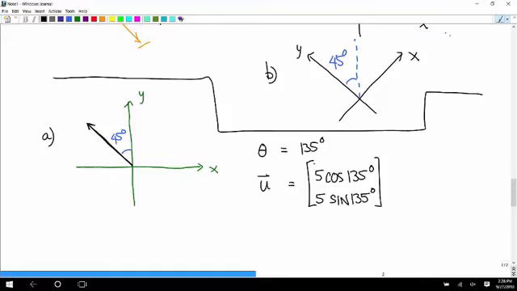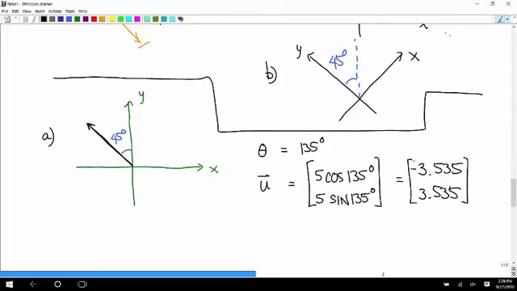Yes, because cosine is the x. Okay. So if you plug that in and you have your calculator set in degrees, this will give you negative 3.535, positive 3.535.